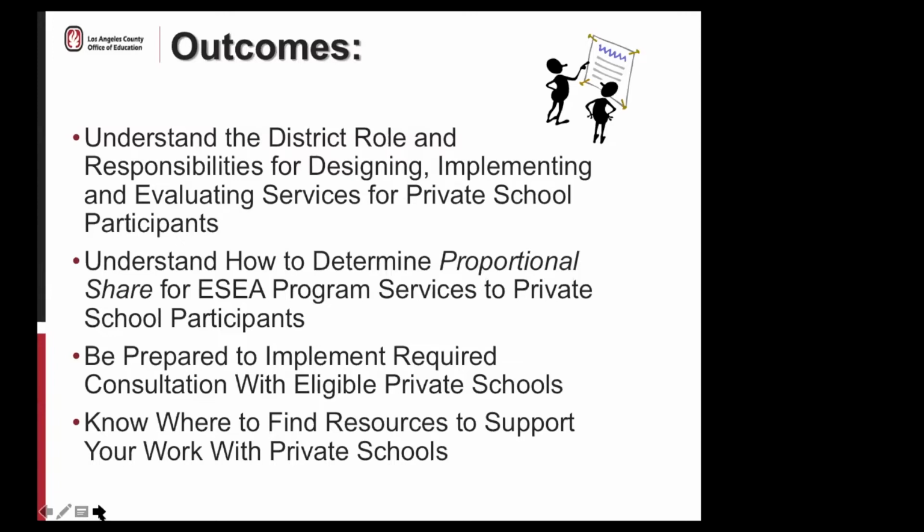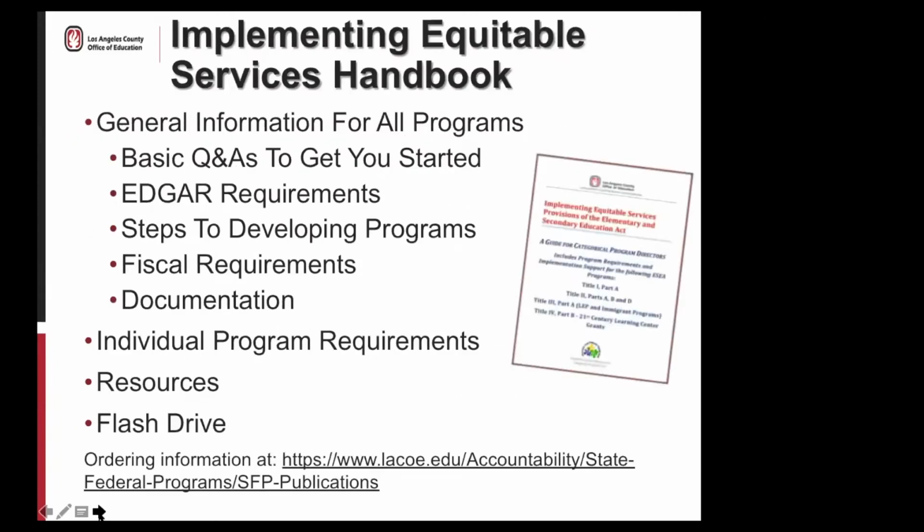Speaking of that, we have a handbook available through our website, and it's available through our ordering office. This provides general information on all ESSA programs. It provides basic Q&As to get you started. Where do I go? How do I find the list of private schools that are eligible? It also covers EDGAR requirements, which are the Education Department regulations, steps for developing programs with your private schools, and information about fiscal requirements and documentation. It also includes a section for each of the individual programs.